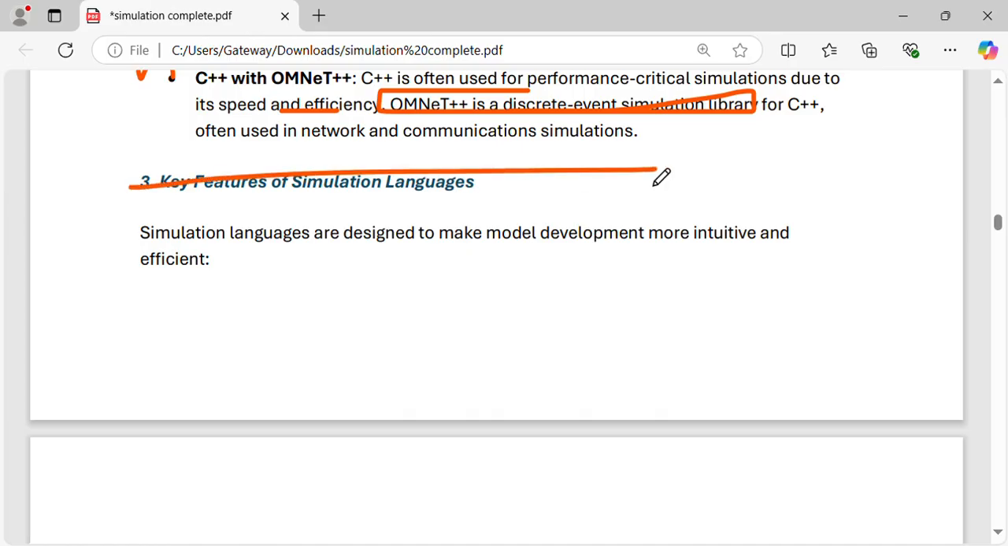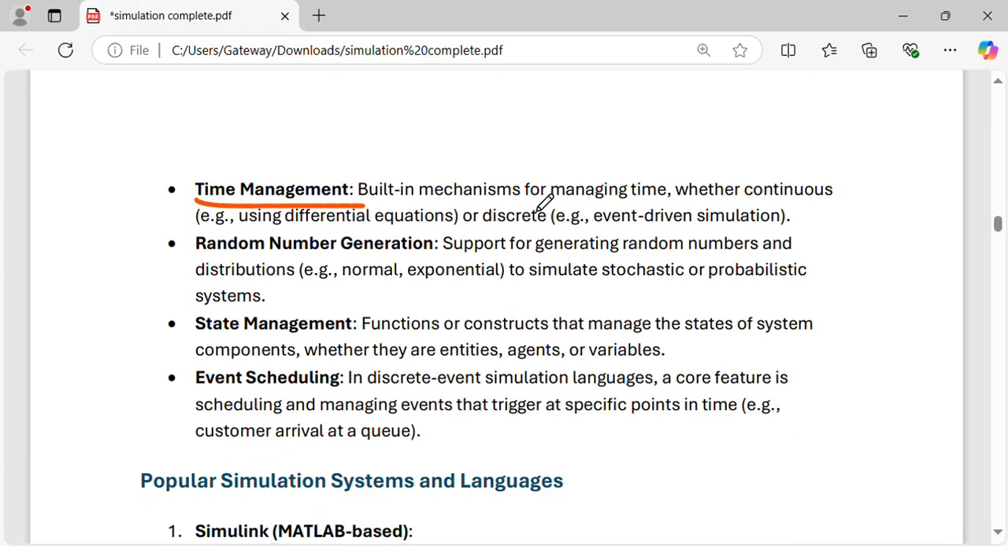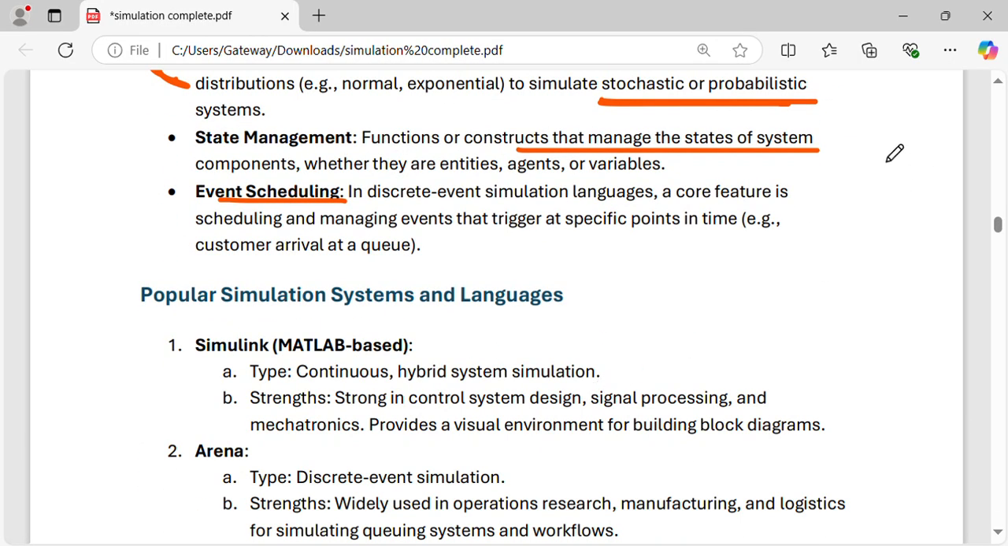Then the key features of a simulation language. First, time management: built-in mechanisms for managing time. It could be discrete, or it could be continuous. In discrete, it would always be event-driven simulation. In continuous, it would be looking at differential equations. It could generate random numbers if we are working with stochastic systems. It should have some state to work with, like functions or constructs that manage the state of a system. Event scheduling: in discrete event simulation, a core feature is scheduling and managing events that trigger at specific points in time.